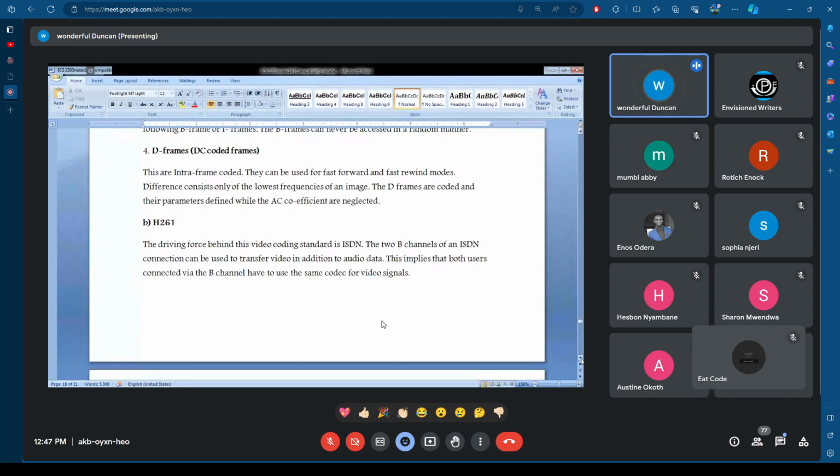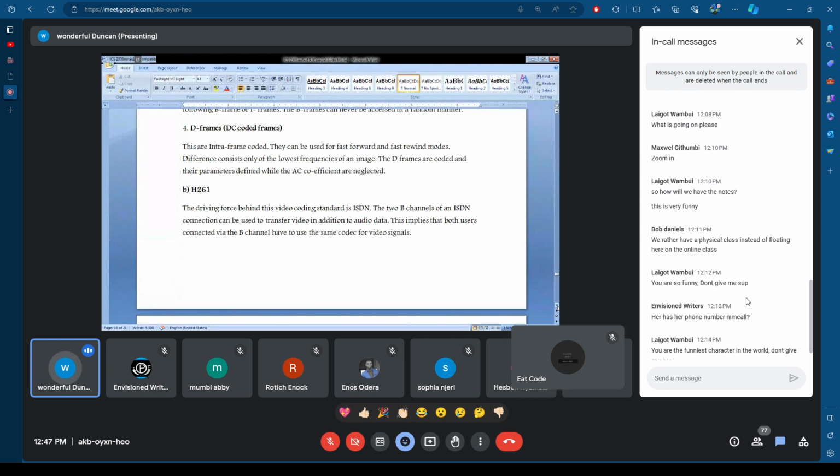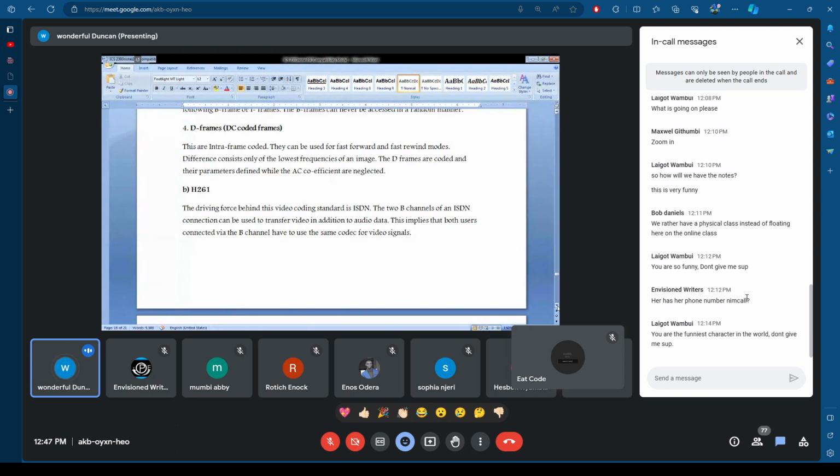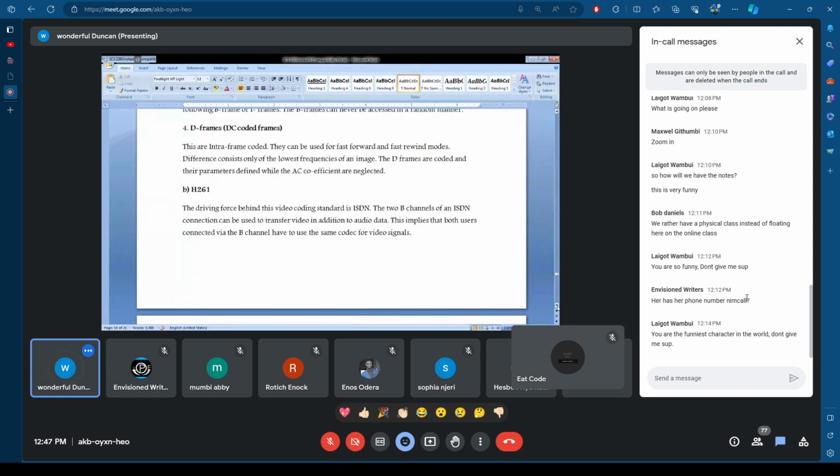The two B channels of an ISDN connection can be used to transfer video in addition to audio data. So one channel will carry video, and the other will carry audio data.